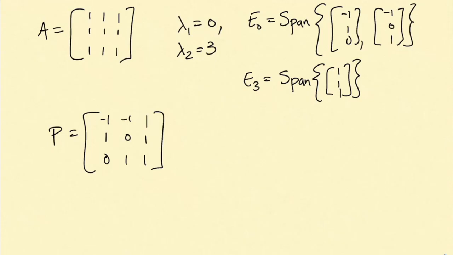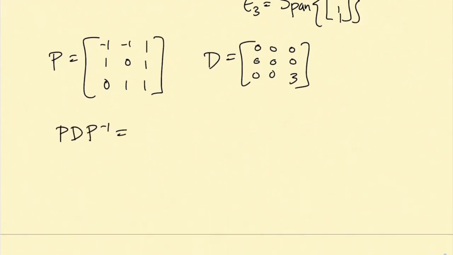Having made this choice, we arrange from top left to bottom right the eigenvalues of these three vectors from left to right. The first eigenvalue for the first column of P is 0. The second eigenvalue for the second column of P is also 0. And finally, the eigenvalue for the third column of P is 3. This gives us an invertible matrix and a diagonal matrix. And you can check that if you compute P, D, P inverse, then you will get A.